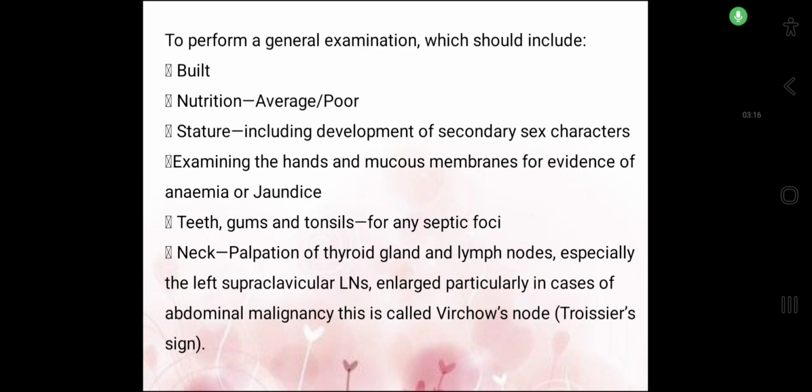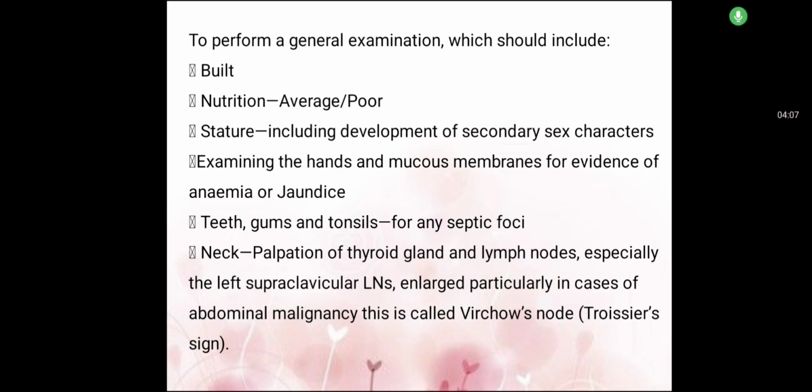To perform general examination, first we inspect the general appearance of the patient, build, nutritional status and stature, including development of secondary sexual characters, for example, breast development, pubic and axillary hair. Examine hand and mucous membrane for evidence of anemia or jaundice. Evidence of anemia, for example, koilonychia, angular stomatitis, and atrophic glossitis. For jaundice, we're looking for yellowish discoloration of sclera and mucous membrane.